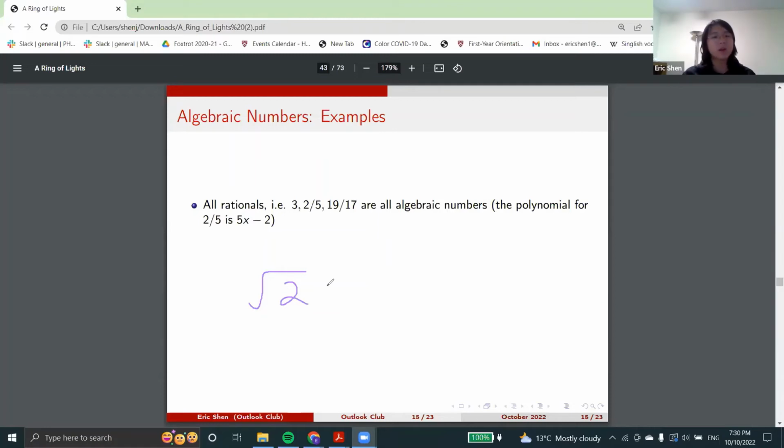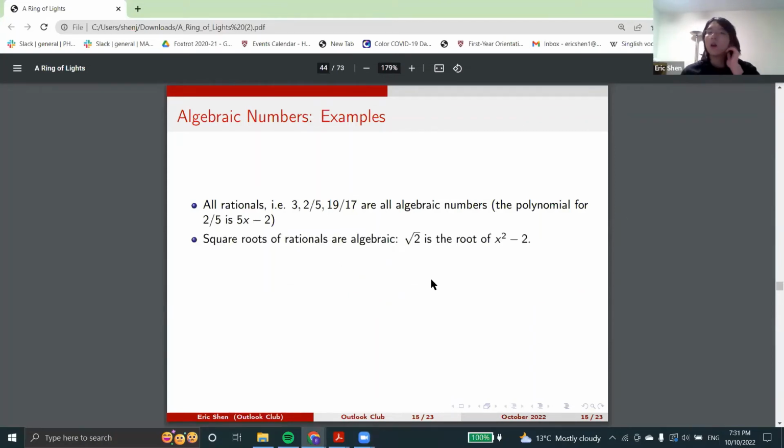This is a root of x squared minus 2 because root 2 squared is equal to 2, so that minus 2 equals 0. Great. x squared minus 2 is an integer polynomial, so that's an algebraic number. In a similar vein, the square root of any rational is also algebraic. You could just do a similar thing.